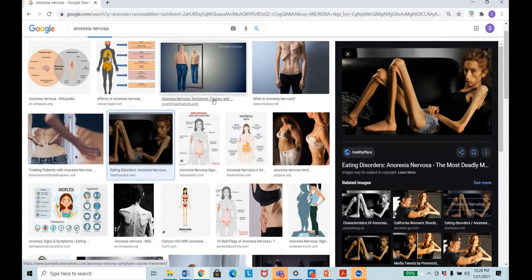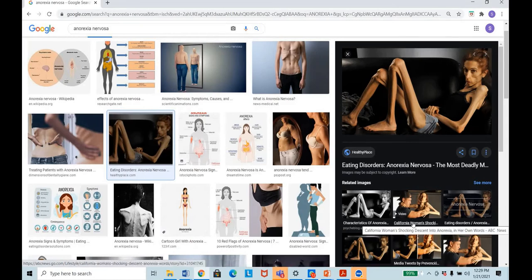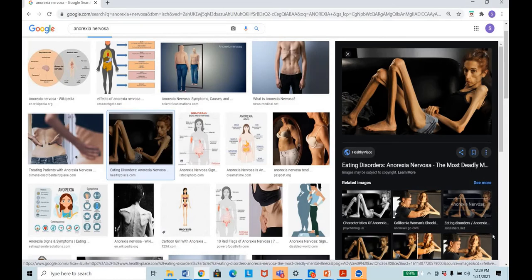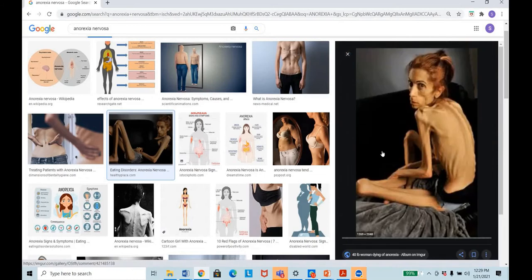So though the food is available, this is how the person looks when he looks at himself in the mirror. He looks as if he's very fat. Okay, and then he starts starving himself, and this is how people with anorexia nervosa look. So they need to be counseled, they need to go to a psychologist, and many psychological sessions should be conducted in order to bring them back to the normal state.